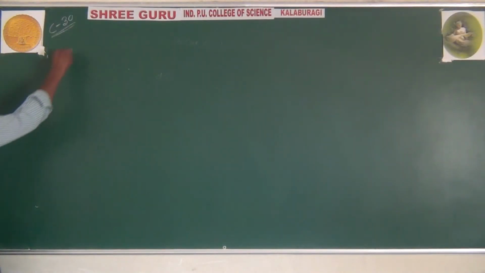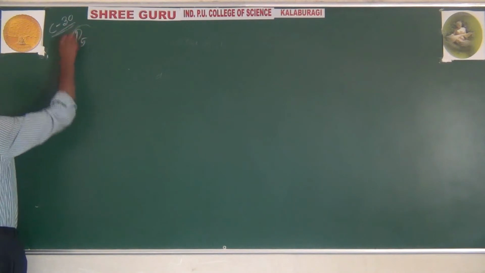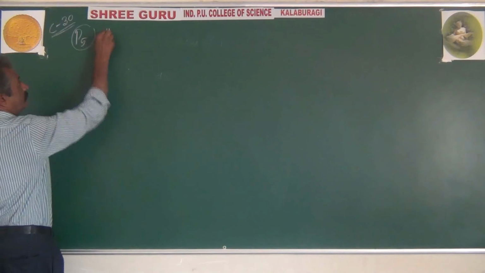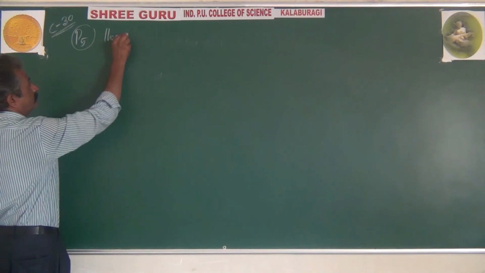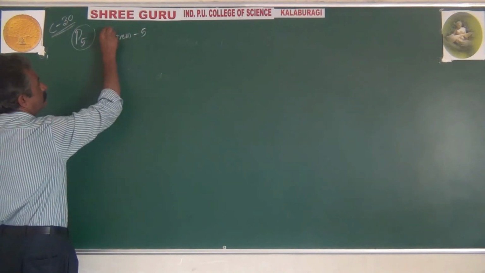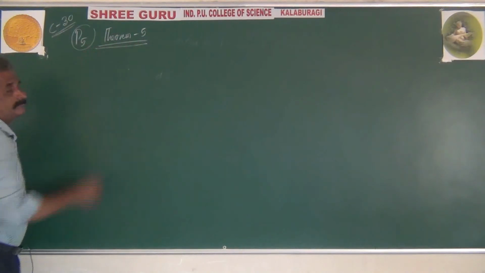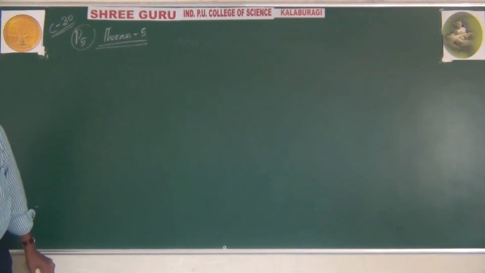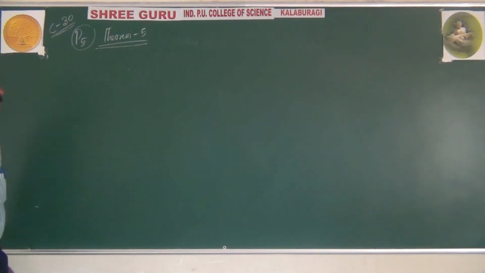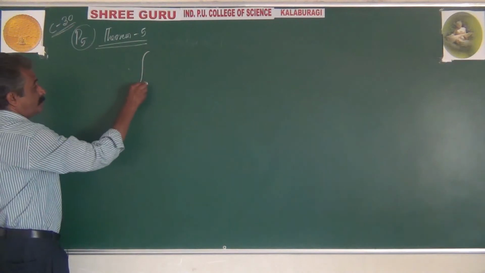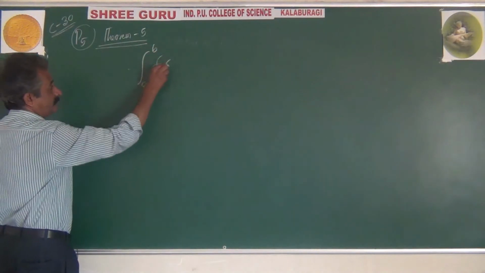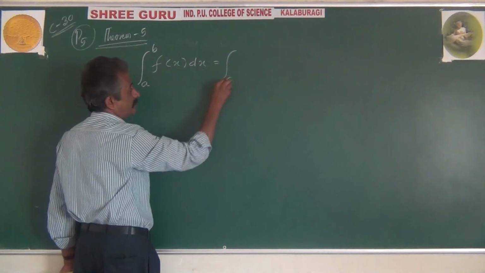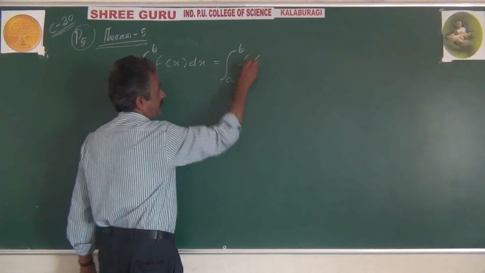Write P5, that is property number 5, or theorem number 5. Show that integration a to b f of x dx equal to integration a to b f of a plus b minus x.